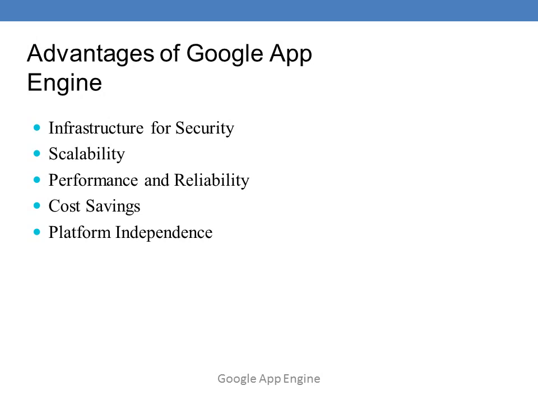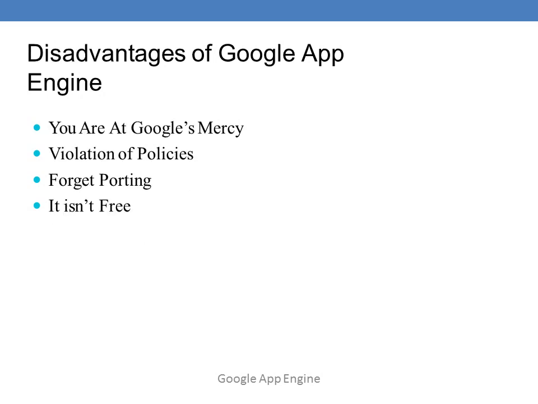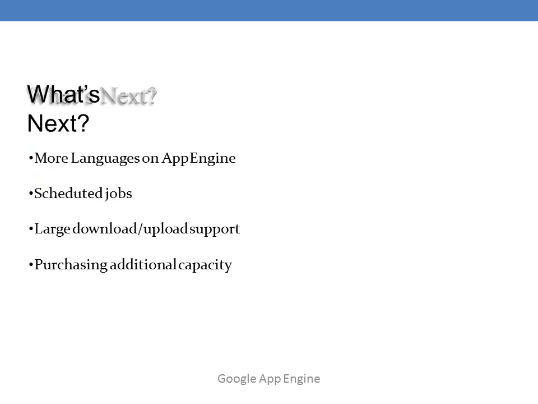Advantages of Google App Engine: infrastructure for security, scalability, performance and reliability, cost savings, and platform independence. Disadvantages of GAE: you are at Google's mercy, violation of policies, and it is not free. What's next? More languages for App Engine, scheduled jobs, large download and upload support, and purchasing additional resources.